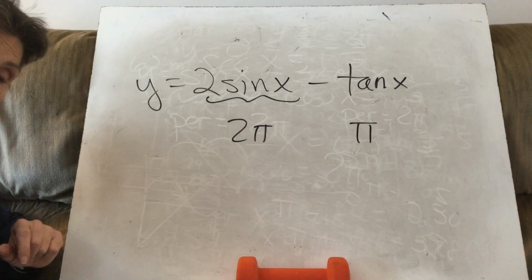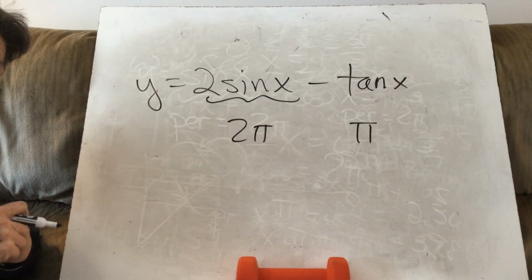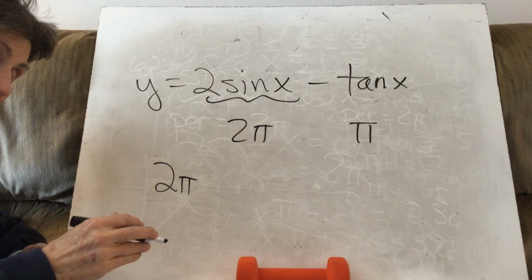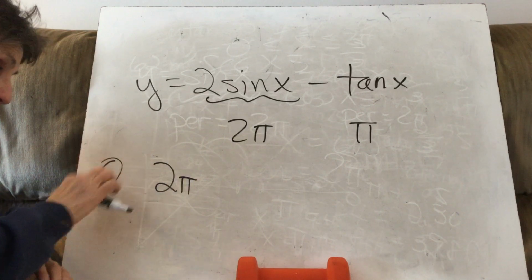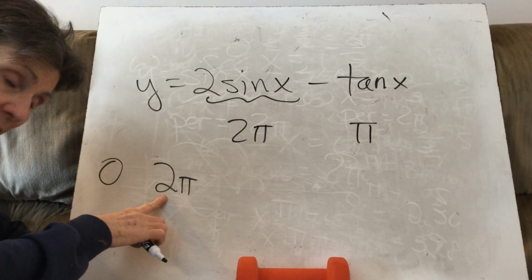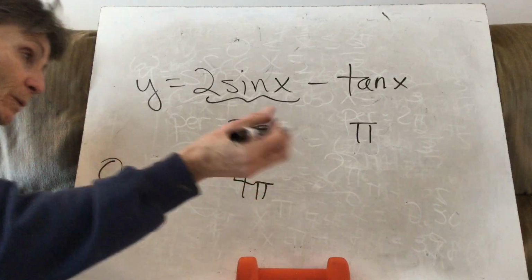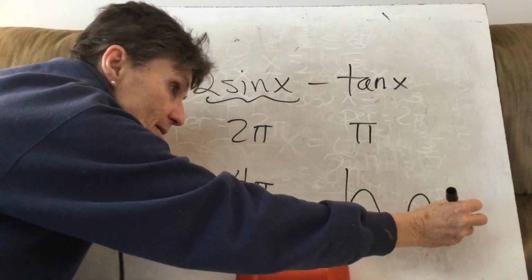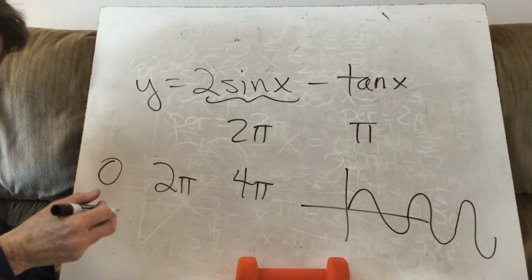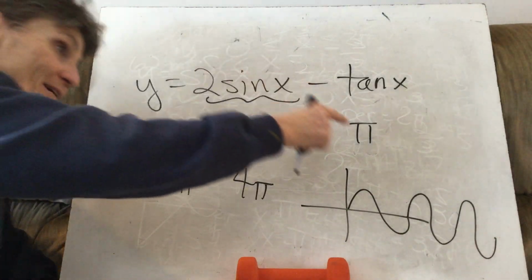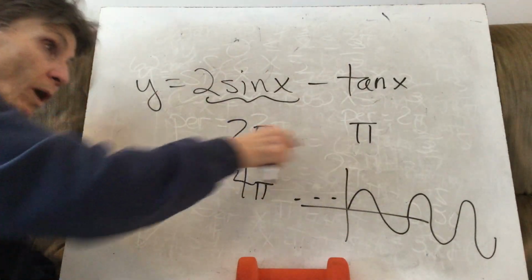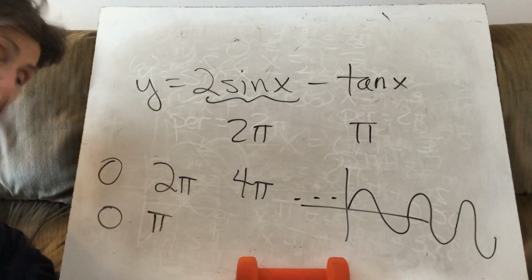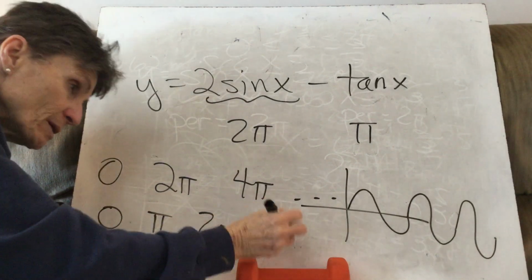Keep in mind that what it means to have a period is every 2 pi it repeats. So this thing starts at 0, starts over again at 2 pi, starts over again at 4 pi. And when I say starts over again, what I mean is you have this, and then you have this, and then you have this. Every 2 pi, it's starting over again. This, and so on, forever. This one is starting over every pi. So it starts at 0, starts over again at pi, then 2 pi, then 3 pi, and so on.